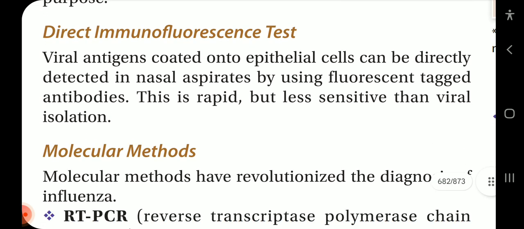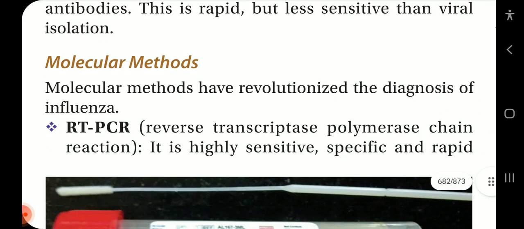Direct immunofluorescence test: viral antigens coated onto epithelial cells can be directly detected in nasal aspirate by using fluorescent tagged antibodies. This is rapid but less sensitive than viral isolation.